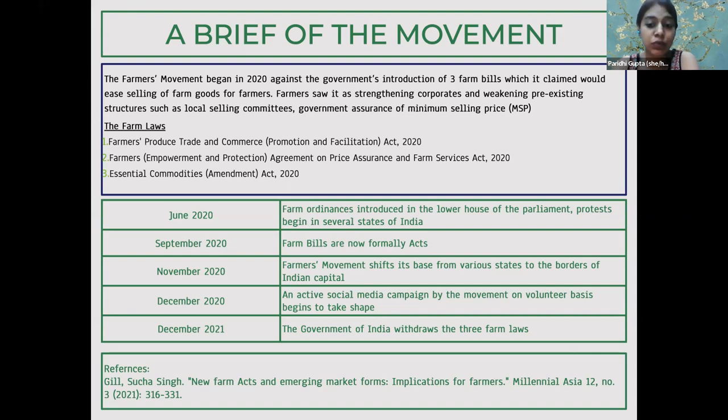The movement lasted for over a year. And in December 2021, the coalition of farmers announced that they returned from the borders of the capital after the government withdrew the three agrarian laws. So in that sense, we can say that the protest was in fact successful.